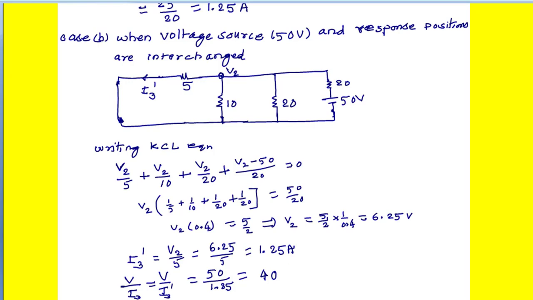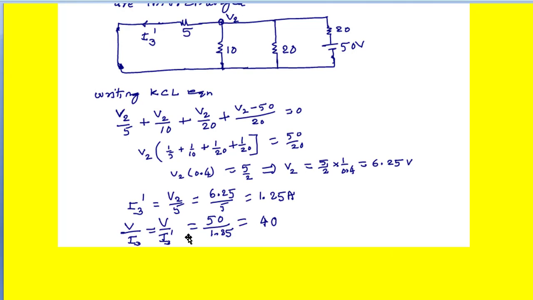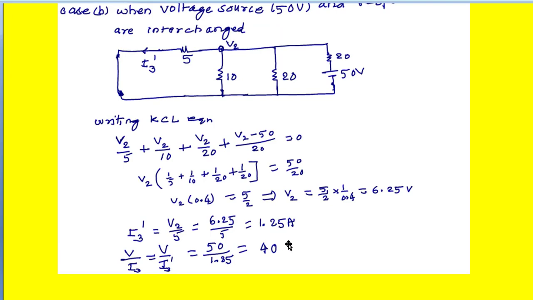Similarly, the excitation or the supply voltage is 50 volts. So V by I3 is equal to V by I3 dash is equal to 50 divided by 1.25, that is 40. So this clearly shows that the ratio of voltage to current with respect to one branch, with one source present in the circuit, is always the same.